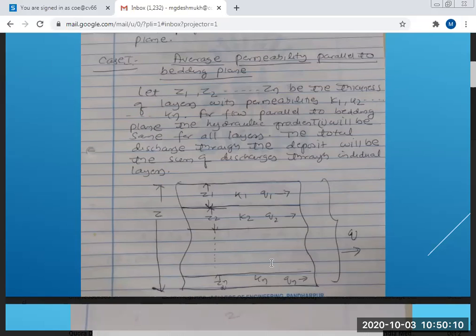At least take down the figure. I will give you 2 minutes so you can write the derivation also. Take down the figure at least, if not the theory. Write the heading average permeability parallel to bedding plane, and then take the figure so that you can understand the derivation very well.